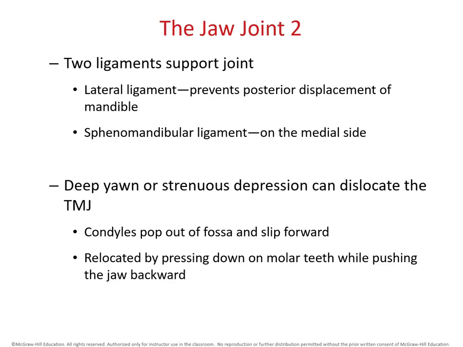Interestingly, if we really open our mouth very wide, or if we yawn very deeply, the condyles can pop out of the fossa and slip forward, and essentially you can dislocate your own jaw by opening your mouth too wide. It's fairly easy to put back in place. If somebody, a dentist or a physician, presses down on the molar teeth while sliding the jaw backwards, the condyles will pop back onto the fossa.